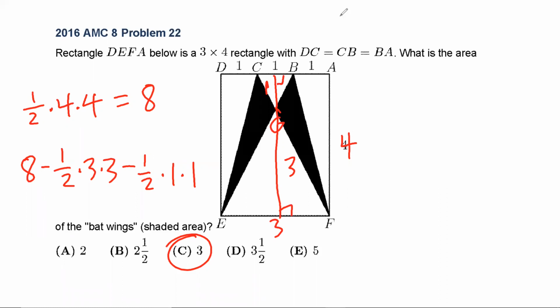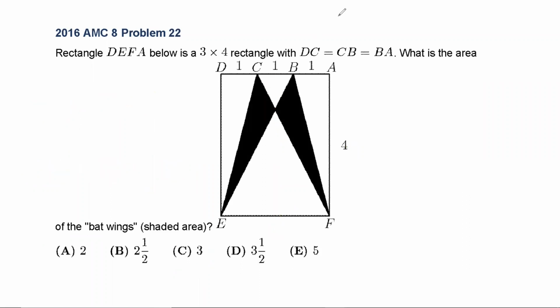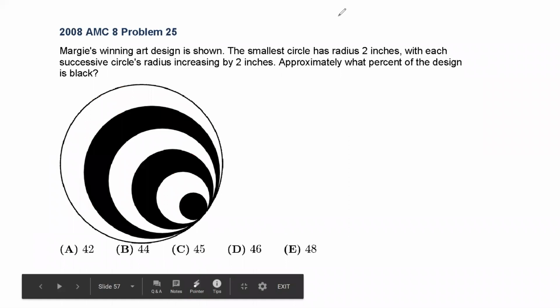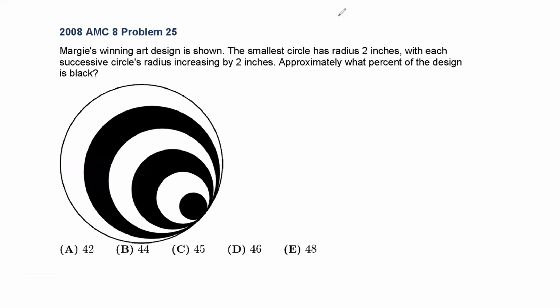Okay, so moving on. Margie's winning art design is shown. The smallest circle has radius 2 inches, with each successive circle's radius increasing by 2 inches. Approximately what % of the design is black?